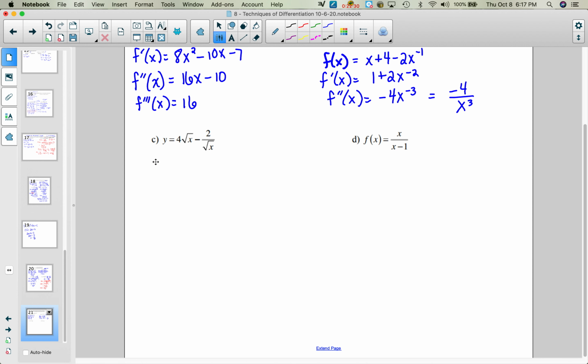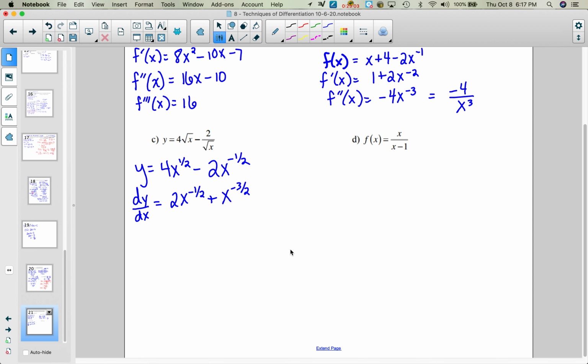Okay, so for this next one, I'm going to think of this as y equals 4x to the 1/2 minus 2x to the negative 1/2. Then dy dx, and you could call it y prime, I'm calling it dy dx this time, is a half times 4 is 2x to the negative 1/2. And here we would have a positive 1, x to the minus 3/2. Leave it like that.